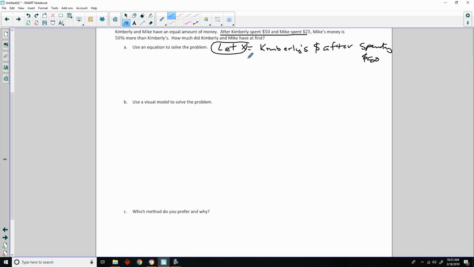So if we let x be the amount of Kimberly's money in dollars after she spent $50. After Mike spent 25, his money is 50% more than Kimberly's. So Mike's money is also $25 more than Kimberly's. So 0.5x, 50% of Kimberly's money. After Kimberly spent $50, Mike's money is 50% more than Kimberly's. So 50% of Kimberly's money would equal $25.